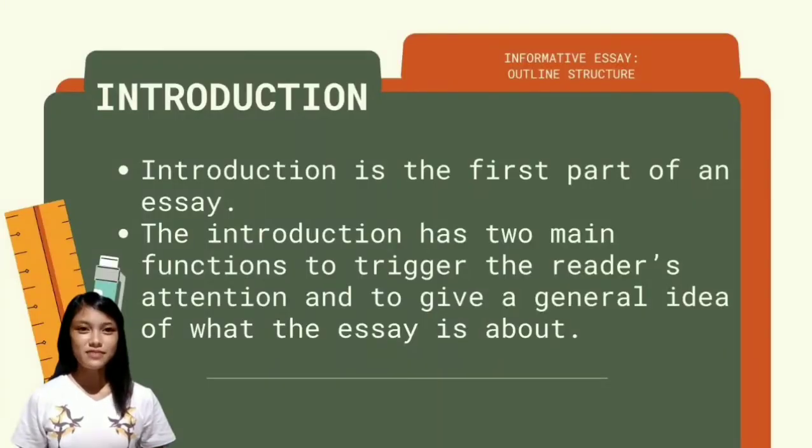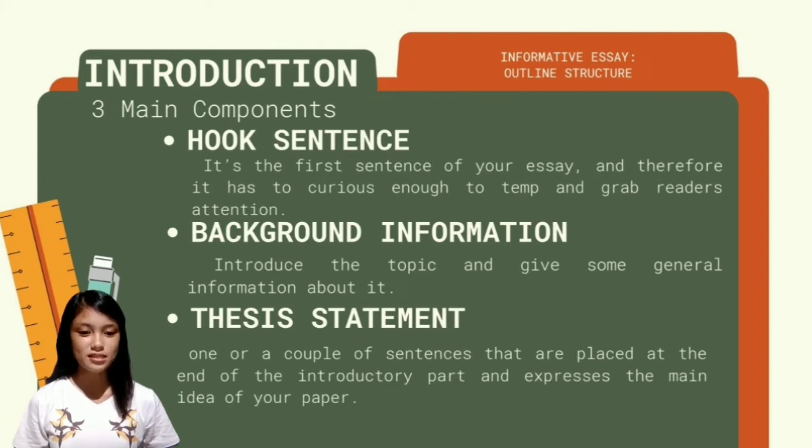Like most types of essay, the basic structure of an informative essay consists of the introduction, the body paragraphs, and the conclusion. So the introduction is the first part of an essay. It has two main functions: to trigger the reader's attention and to give a general idea of what the essay is all about. In addition, the introduction has three main components.